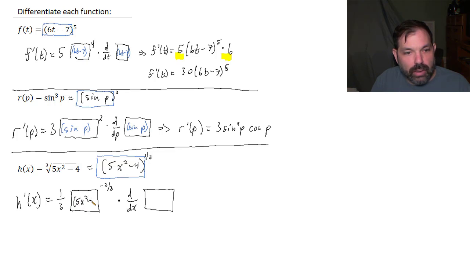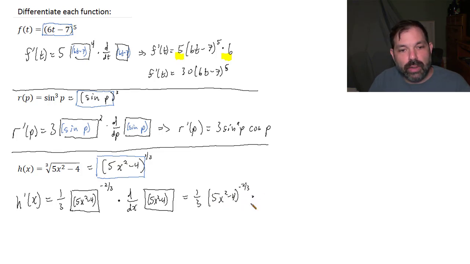All right, and then again, what's in the box? 5x squared minus 4. So that's 1/3 times 5x squared minus 4 to the negative 2/3 power, and then the derivative of 5x squared minus 4 is 10x minus 0, or simply 10x.